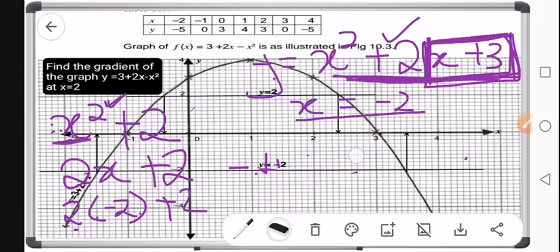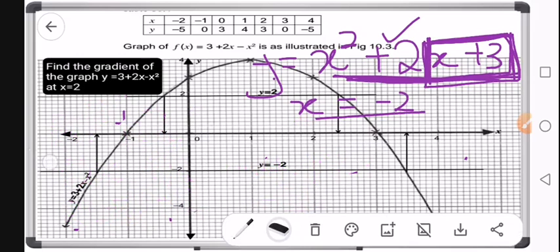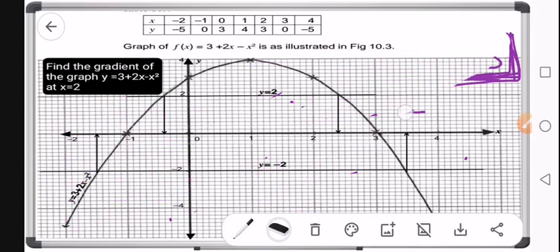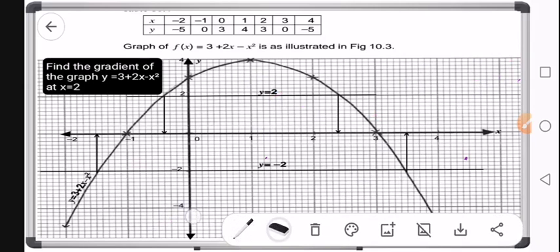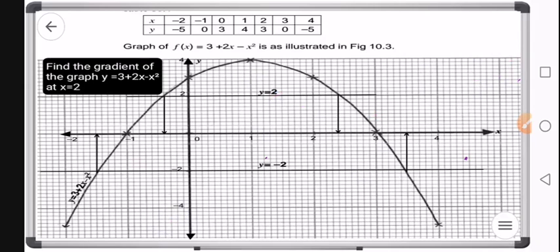Then there is another method of finding the gradient, but this one is the most appropriate one. The disadvantage of using this one is that you use this method for only quadratic graphs.